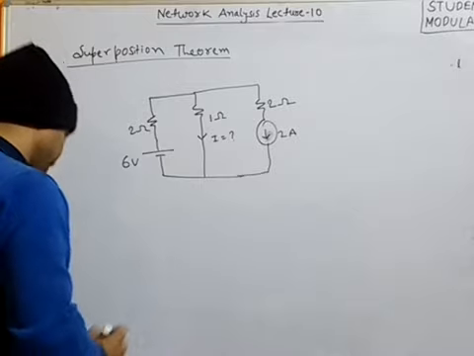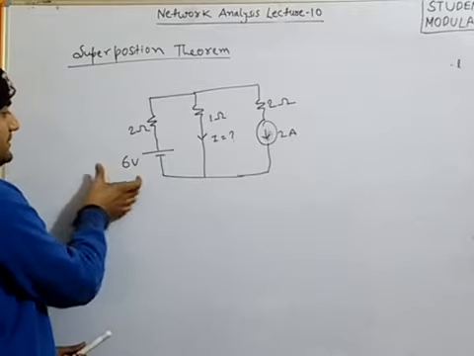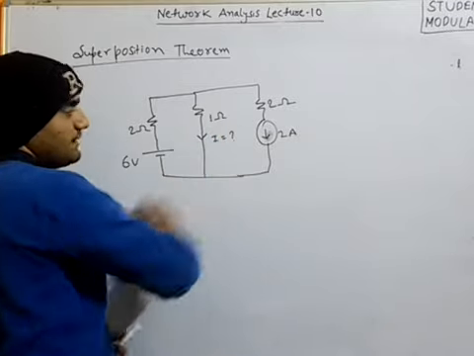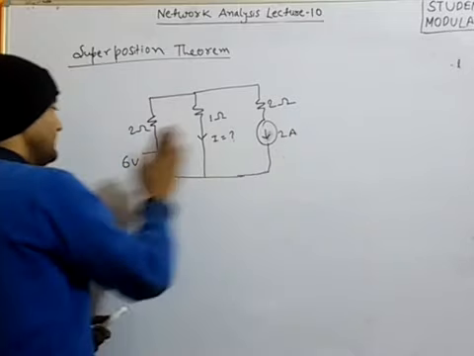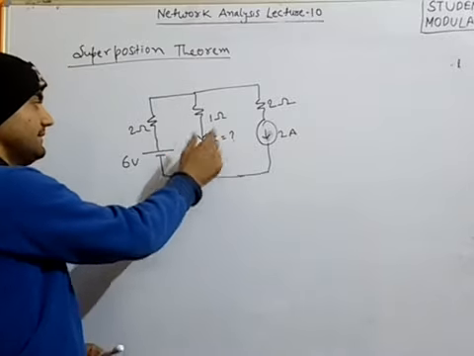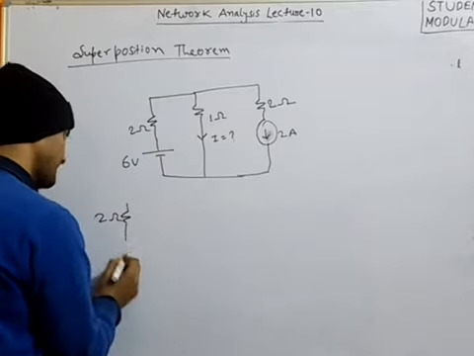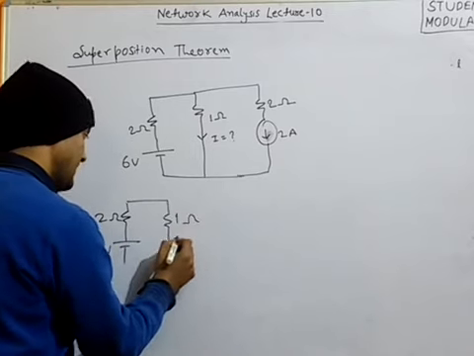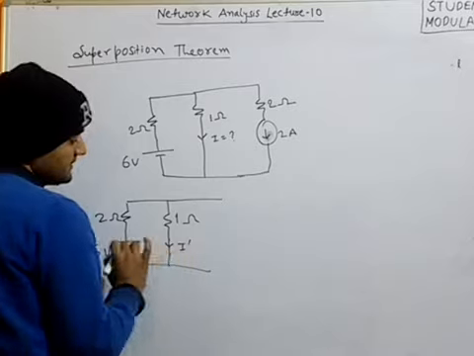Now we have to determine the current I in this branch. We can apply the superposition theorem here because we can see that there is a 6 volt source, one source here and one source here. We will activate these sources one by one. Once we activate this and deactivate this, next time this will be activated and this will be deactivated, and the responses due to individual sources will be summed up. Let's see. First, activating this one: 2 ohm, 6 volt, 1 ohm, and I am supposing the current is I dash.